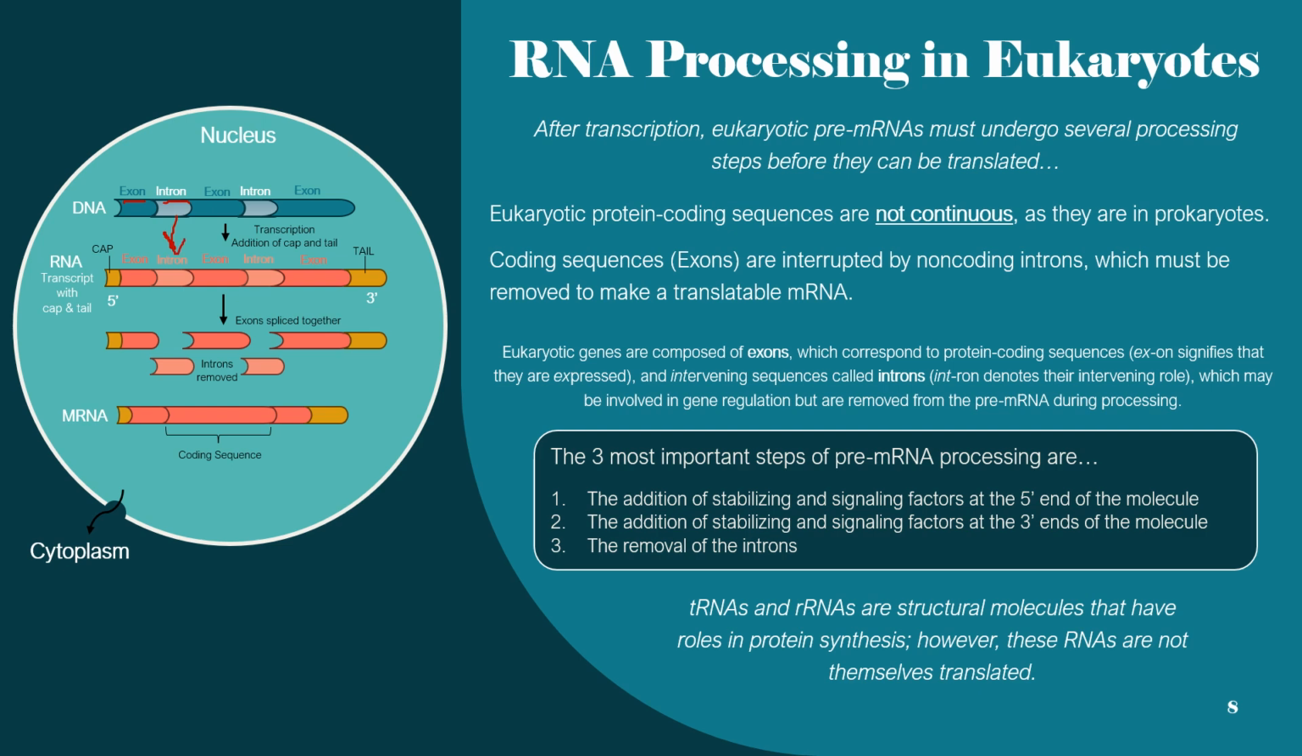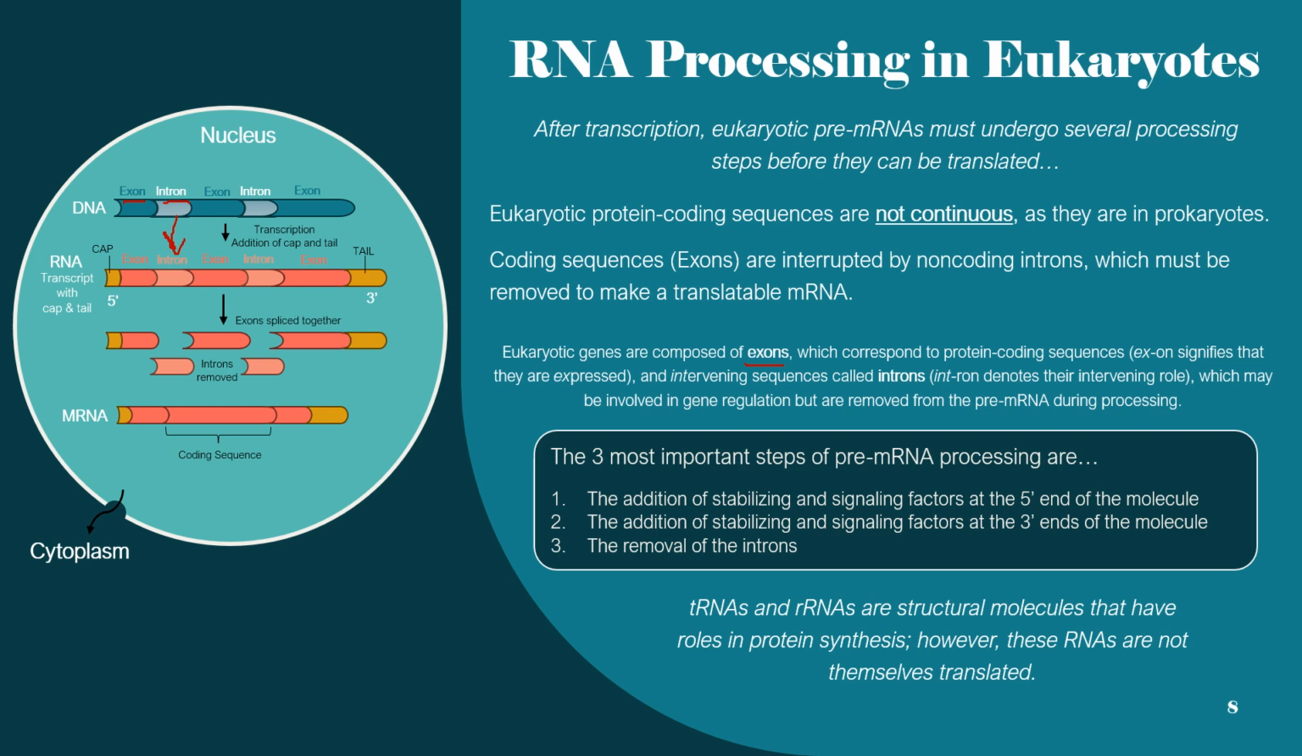So what happens, it says here, eukaryotic genes are composed of exons, those exons that actually code for something, which correspond to protein coding sequences. Exon signifies that they are expressed, so it's something we can move forward and express through instruction. And it says intervening sequences are called introns, and they do not have a role in coding, which may be involved in gene regulation but are removed from the pre-mRNA during processing.